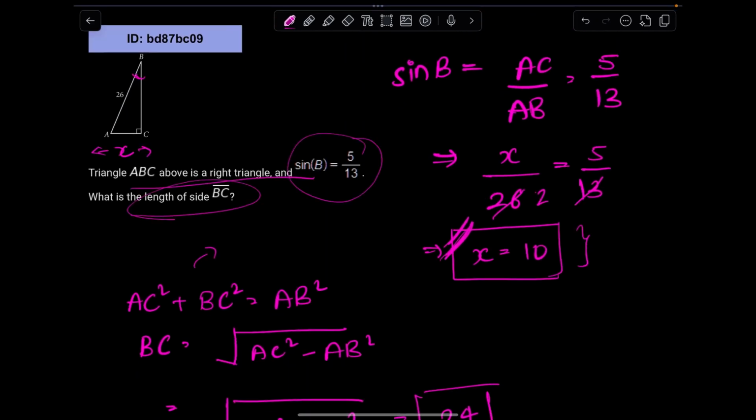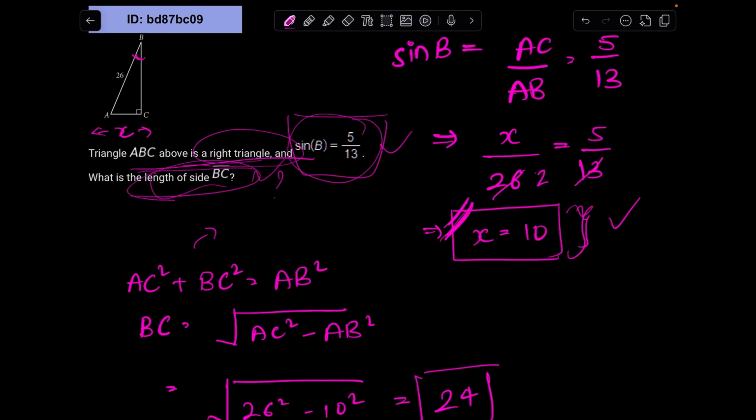Moving forward to the next question, sine B is equal to 5 by 13. ABC is a right triangle. Length of side BC is equal to what? So sine B is AC by AB, which is 5 by 13 as given. Therefore, x by 26 is equal to 5 by 13. X is equal to 10.